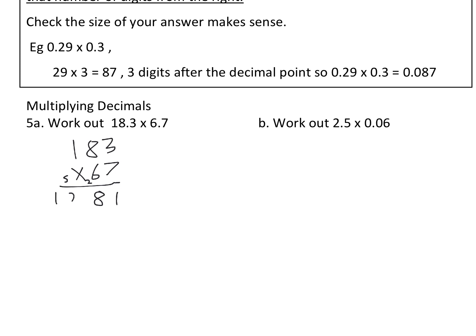gives 12. We're then multiplying by the 60, so we put down a 0 and then multiply by 6. 6 times 3 is 18, write down the 8 and carry 1. 6 times 8 is 48, plus 1 is 49. Write down the 9, carry the 4. 6 times 1 is 6, plus 4 is 10.